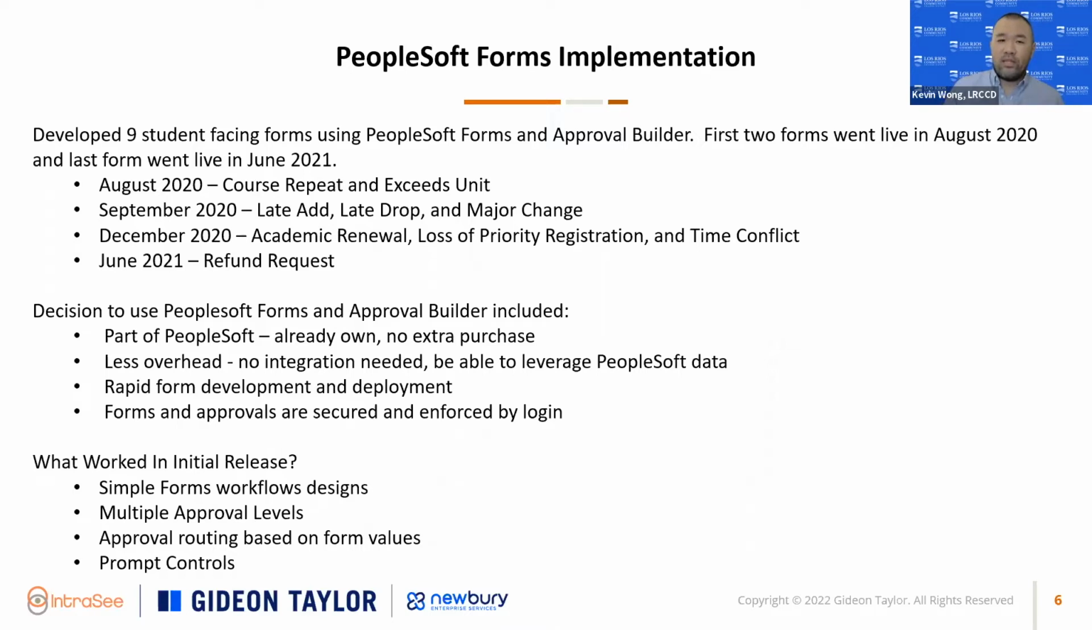In 2020 and in 2021, the team was able to deploy about 9 forms that have been used for about a year and a half now. We really wanted to get our hands on something that we had easy access to, that we can turn around products relatively quickly so that we can start offering these online services to students. We wanted to take our PDF paper forms and simply convert those into an electronic version that allows for some workflow automation and some approval routing to make sure that they're getting to the right people timely for processing.